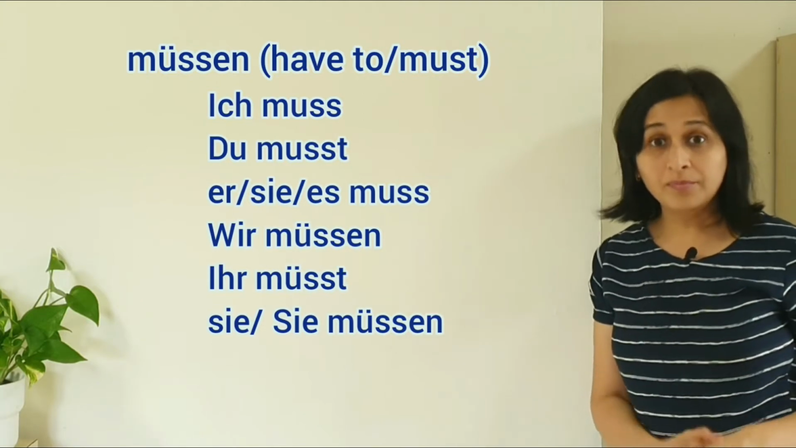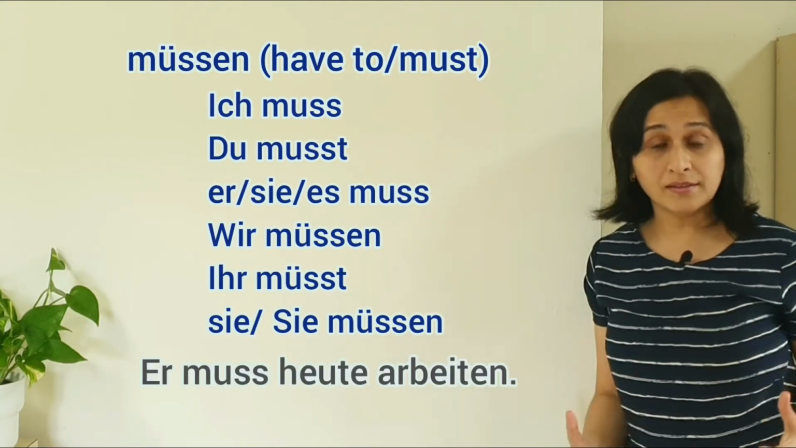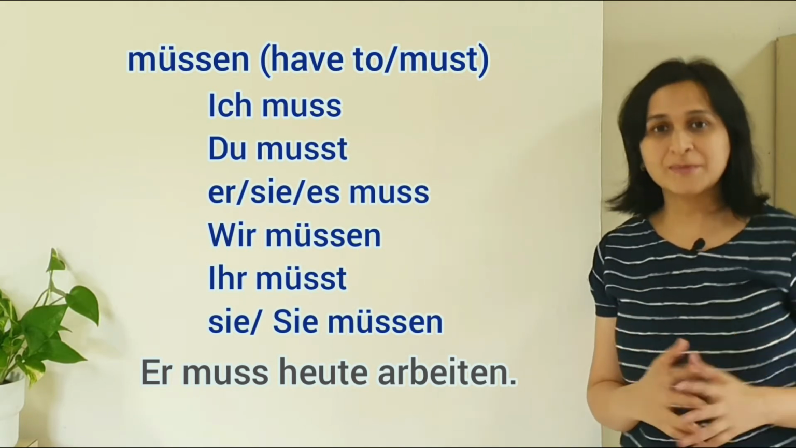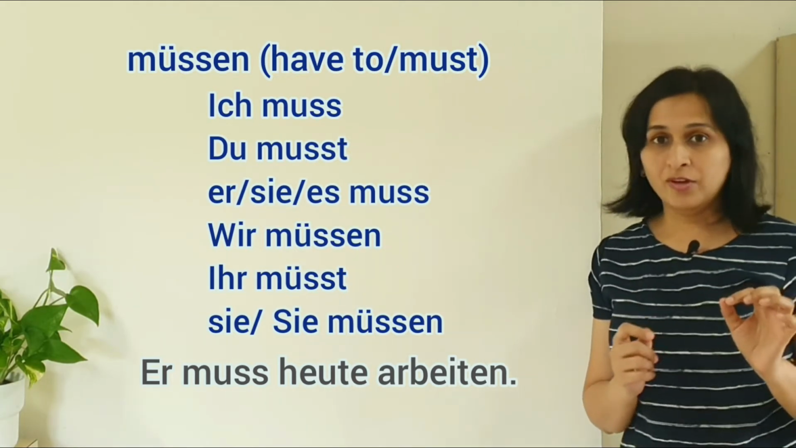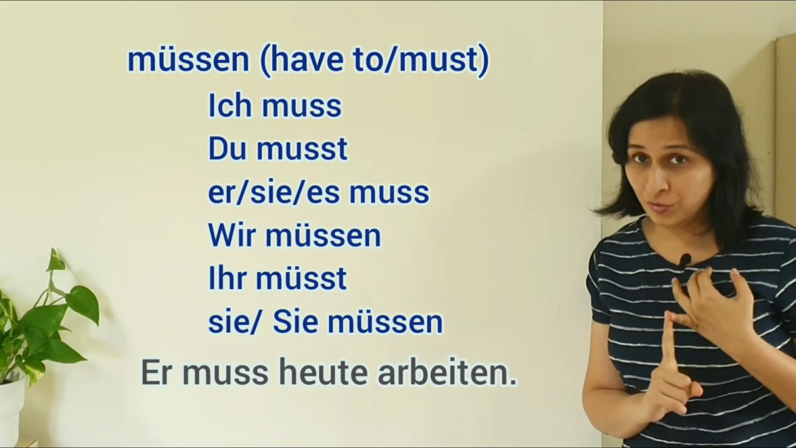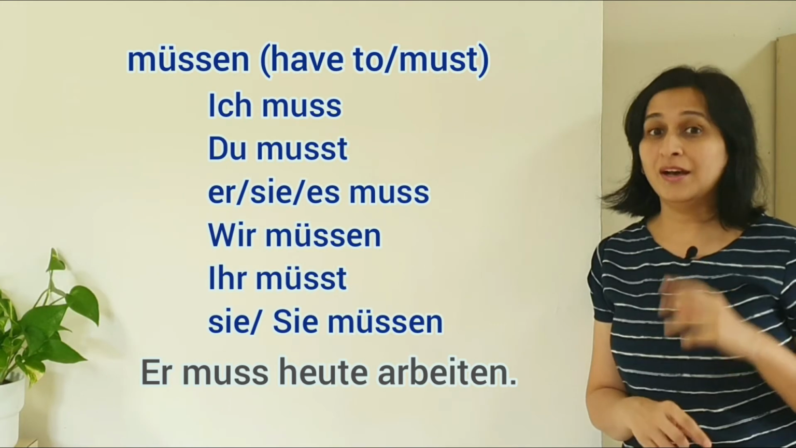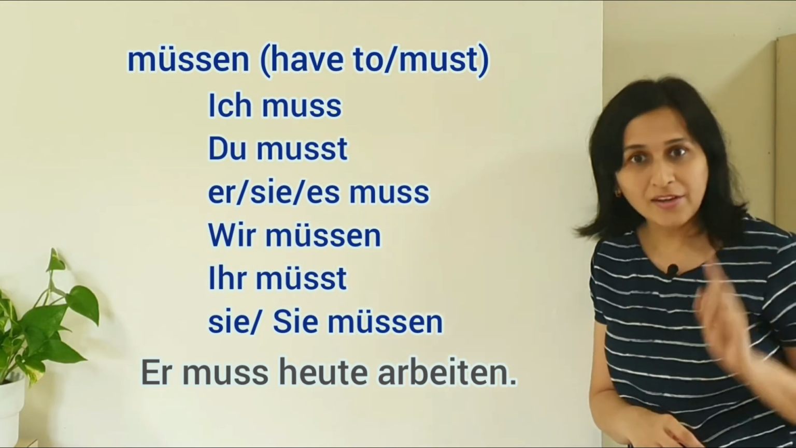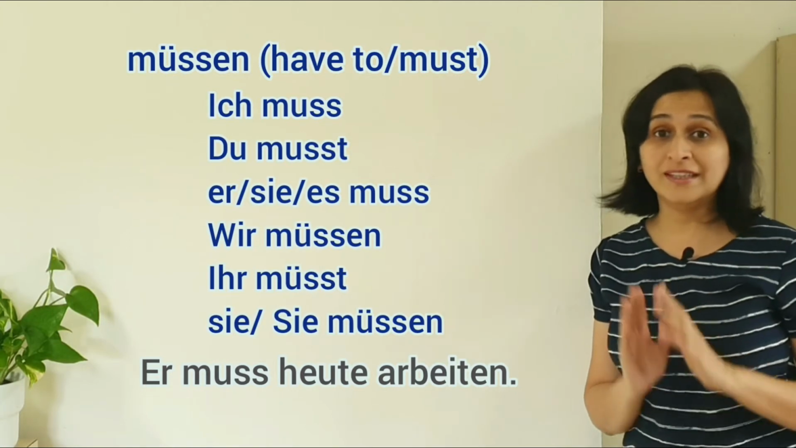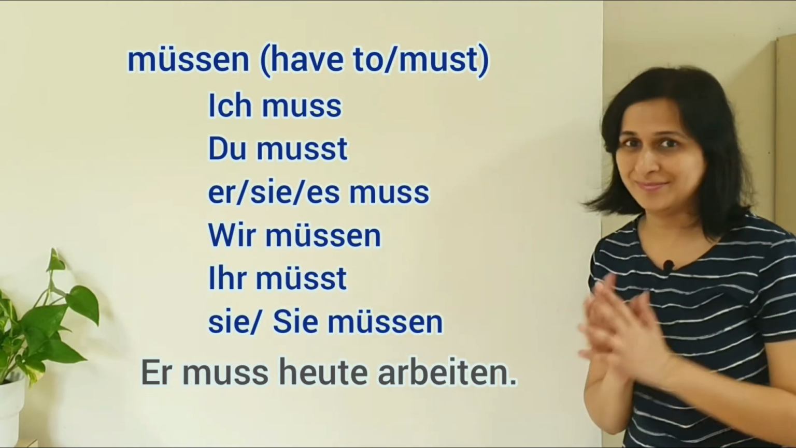Zum Beispiel, er muss heute arbeiten. He must work today. And as we discussed, the modal verb is the main verb and that is conjugated according to the subject and placed on position 2. Another verb, arbeiten, is at the end of the sentence and it is in infinitive form. We do not conjugate arbeiten in this case.